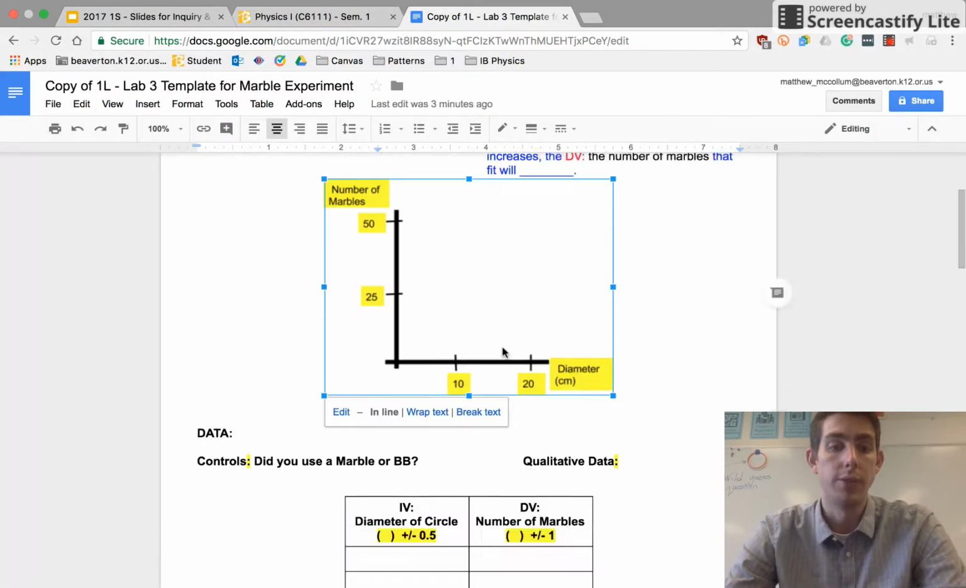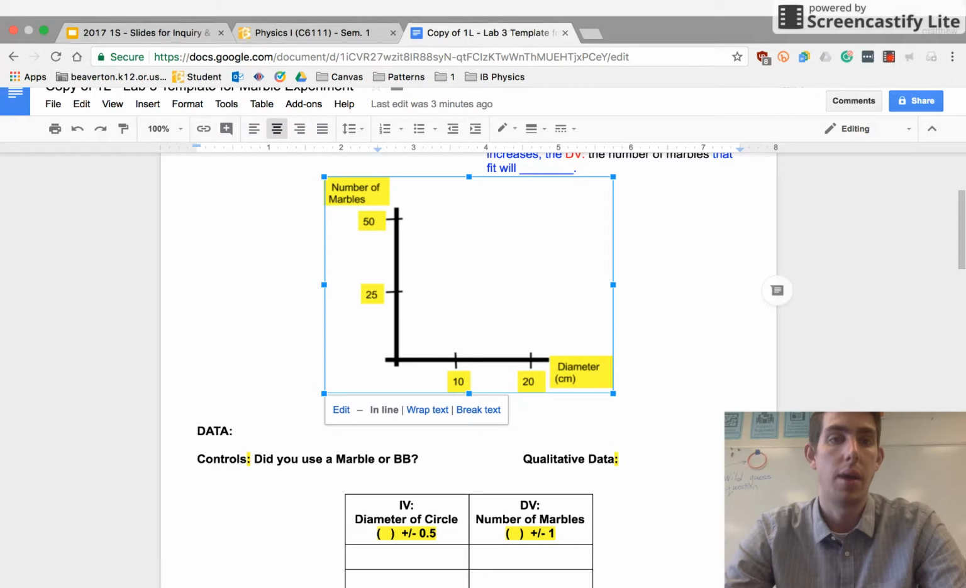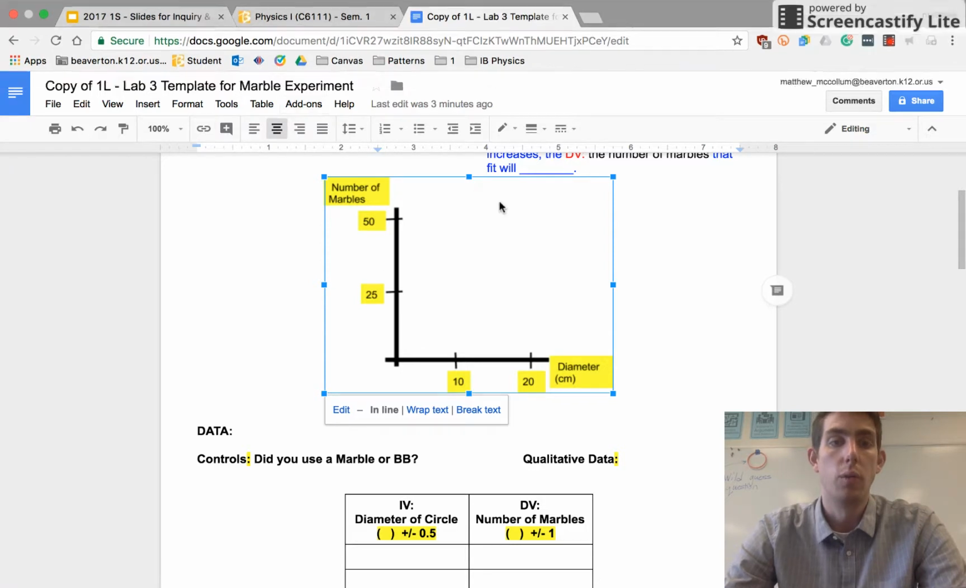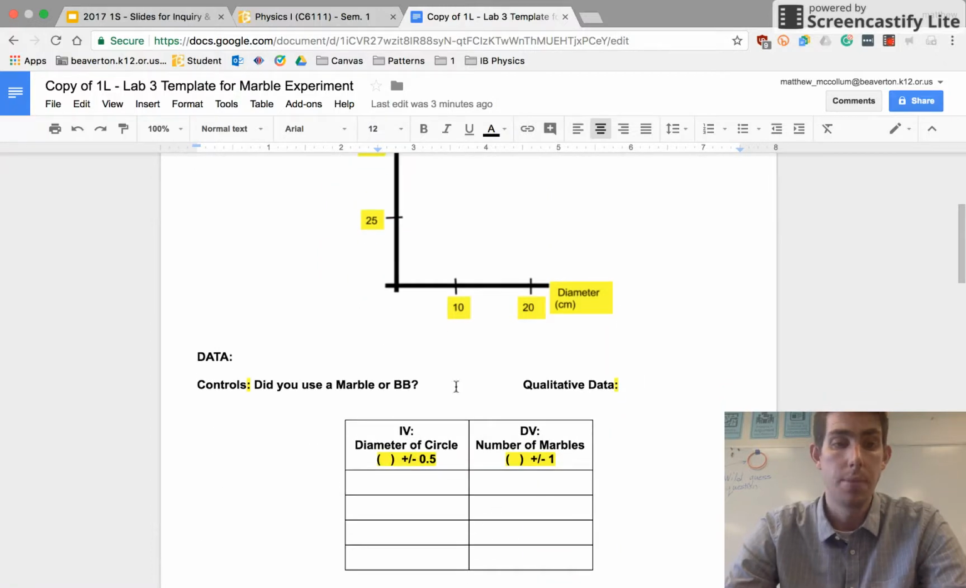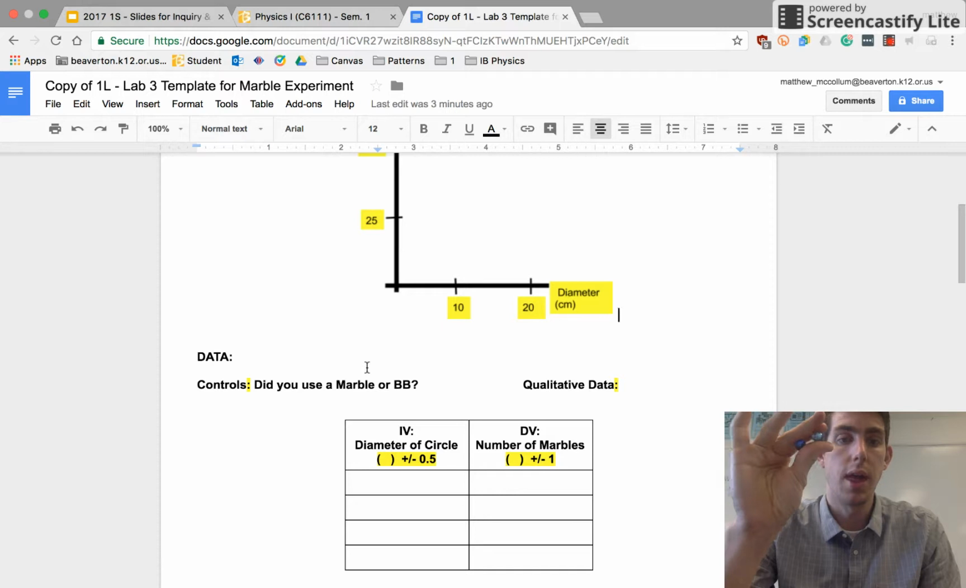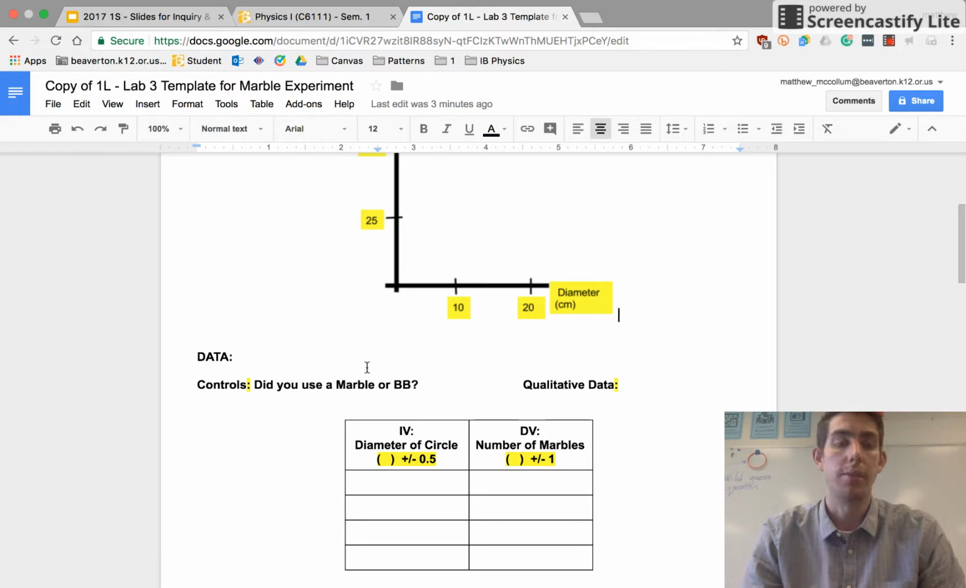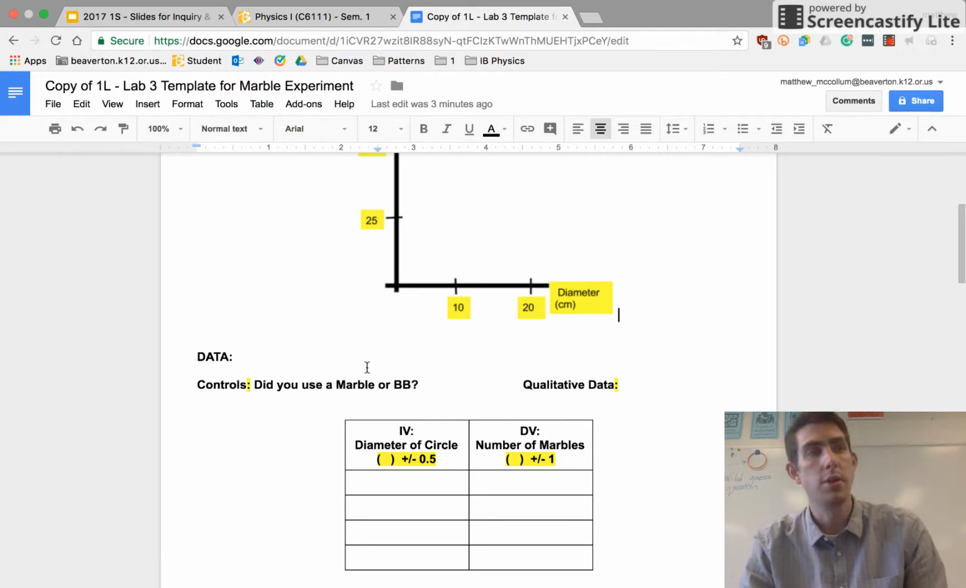All right, so after you have your hypothesis done, we're going to be looking at a couple different things. You're just about ready to take your data. Now, most groups are going to use these marbles that we have, the blue marbles, except for the group that is closest to the door over there.